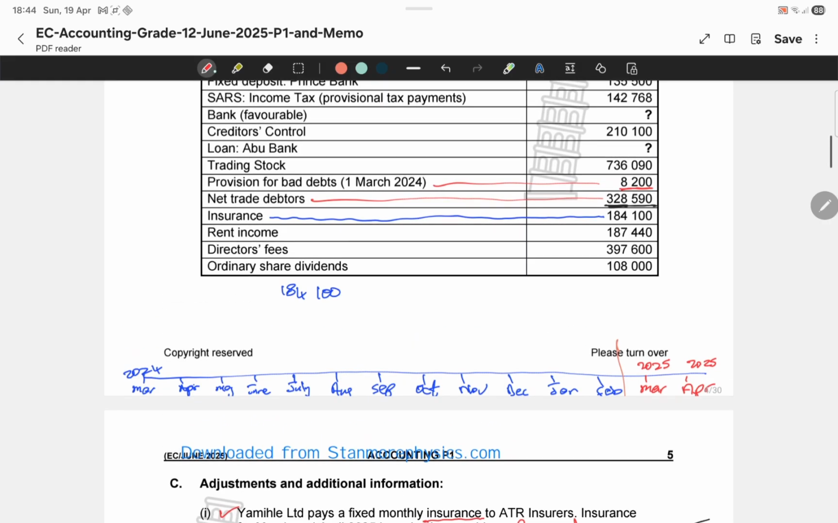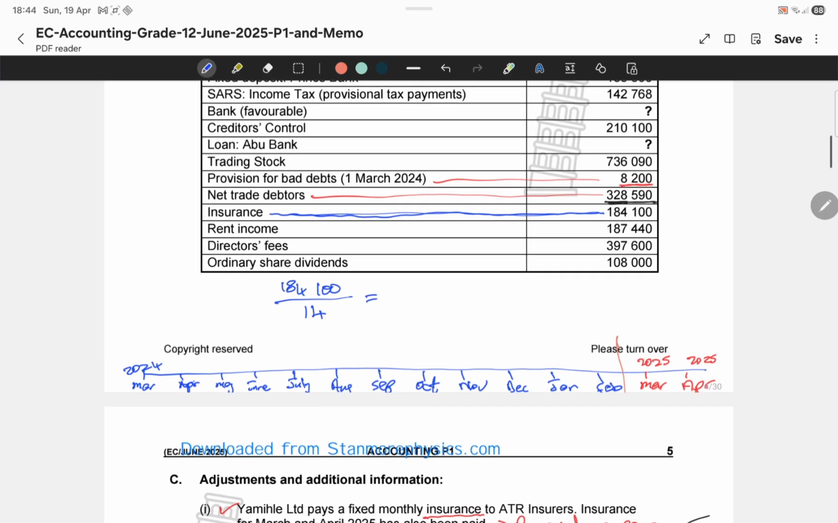So you're going to come here and say, the amount they've given you from the trial balance, which is this one, 184,100, you divide it by 14 months to get the monthly expense for insurance. So you're gonna get 13,150, because this is for 1 month and we are looking for 2 months. You're going to say multiply by 2, then you must get 26,300.